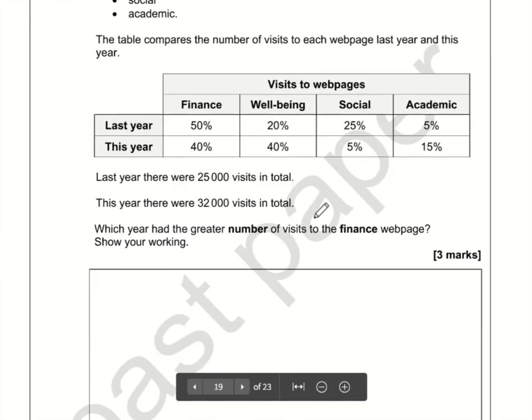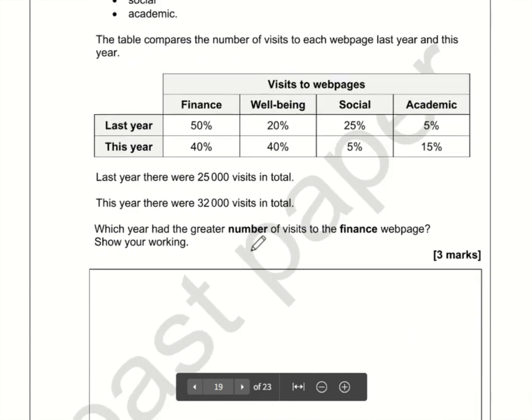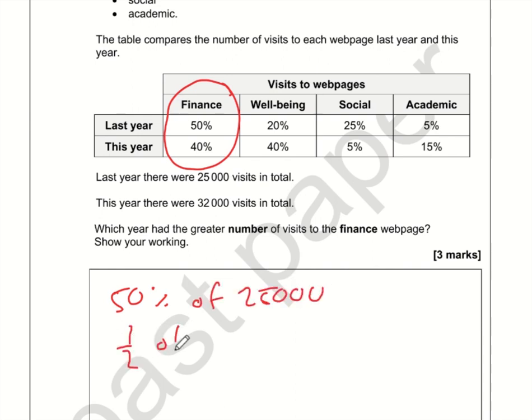Okay, for this question, we can read all the waffle if we want to, but it just says which year had the greater number of visits to the finance page. Last year it's going to be 50% of 25,000. Remember, 50% is a half. So what is a half of 25,000? Well, that is 25,000 divided by 2, which is 12,500.